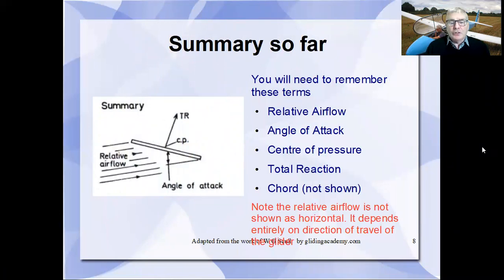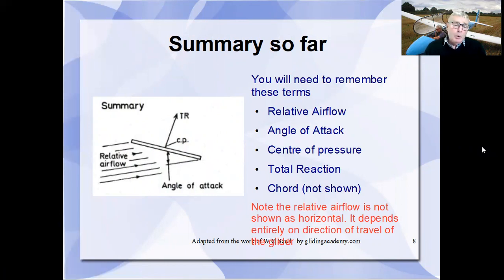So far, we've got some terms that we need to just get used to. The first one is relative airflow. So that's the airflow in relation to the wing itself. Second is the angle of attack, so the angle between the chord and the relative airflow. The third is the center of pressure, and that's the point at which we can assume that the lifting force or the total reaction is being applied, and then the chord. And we haven't shown the chord in this diagram just yet.